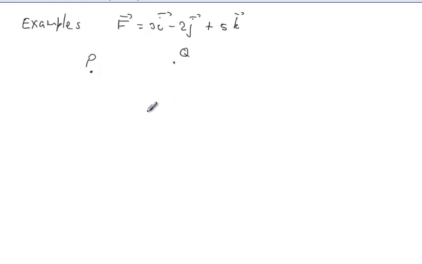Yeah, points P and Q. There I'm just writing them roughly, but P is actually given by this point: 1, 4, minus 1.